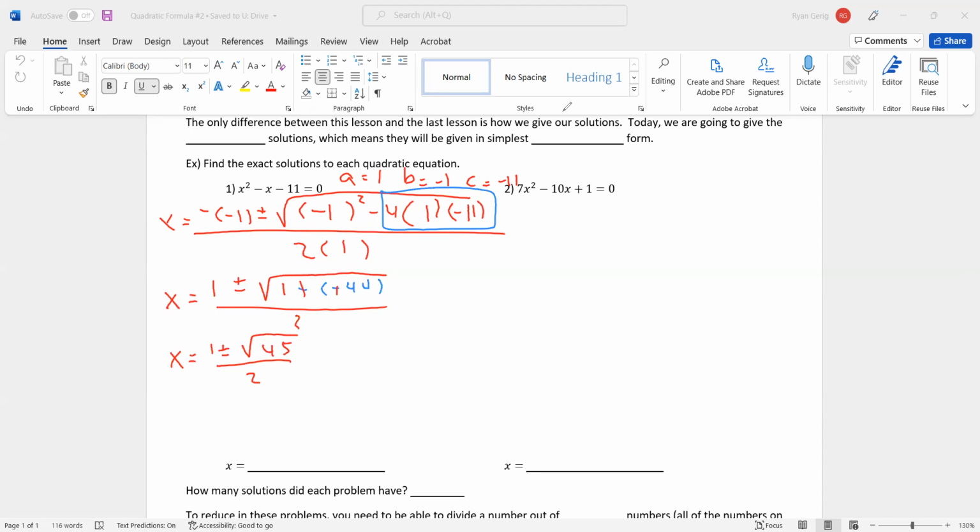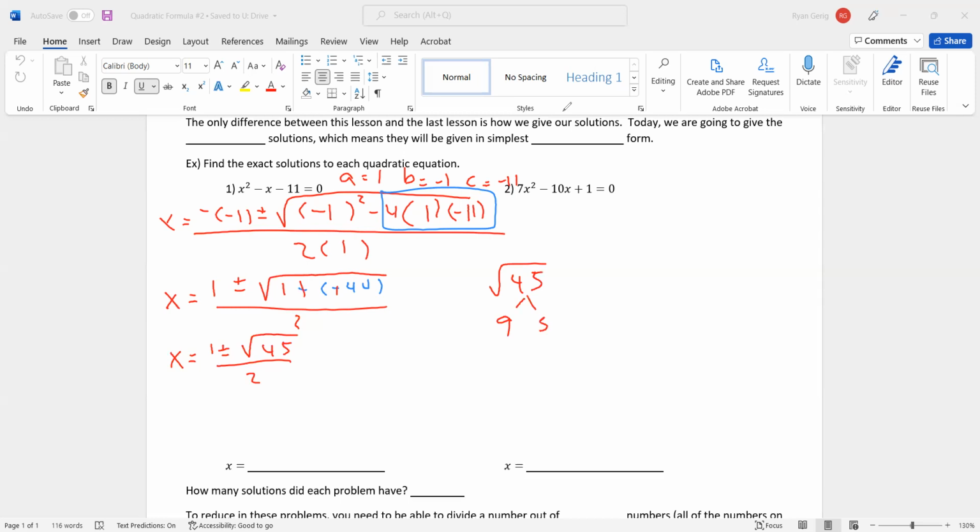Now, this is where it changes. Everything up to that point has been the same. On the last lesson, the number inside the radical was either a really good number, it was a perfect square, or we said round it to the nearest 10th or 100th or whatever the rounding was. This one, square root of 45 is not a good number, but if I want the exact solution, I can't round it. So what I need to do is break it down.